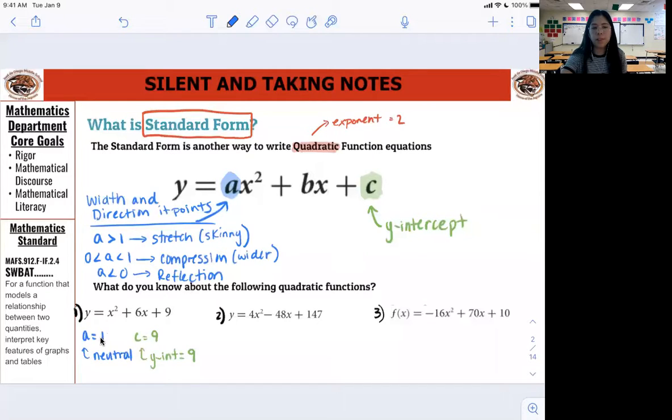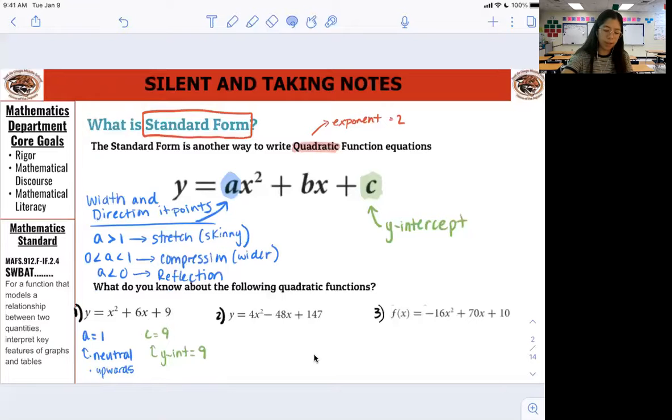So I have a positive 1. Am I facing upwards or downwards? Upwards, good. Positive numbers face upwards, negative numbers go down. So this is everything I know. I don't know anything about the vertex, or the x-intercepts, nothing else. All I know is that the y-intercept is 9 and that it's going to be a neutral shape facing upwards. That's it.